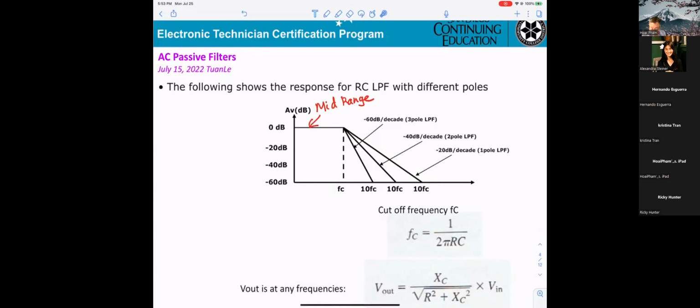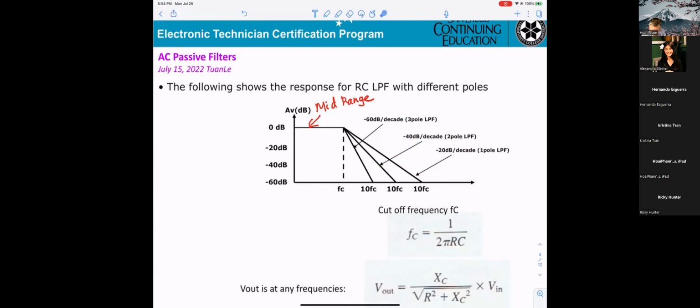That will be two poles. They say we'll be going down 20 dB per decade. And the second one, minus 40 dB per decade, two pole. And the last one here, three pole, 60 dB.